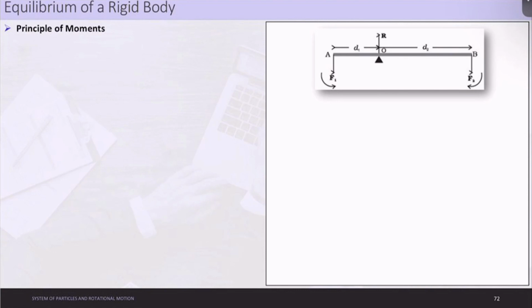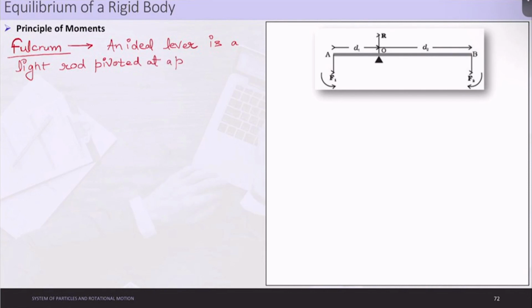First of all, let me make you understand what is basically a fulcrum. So what's a fulcrum? An ideal lever is essentially a light rod pivoted at a point along its length. So this point we are talking about here is basically called the fulcrum.